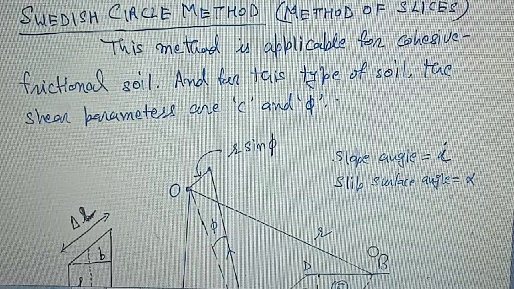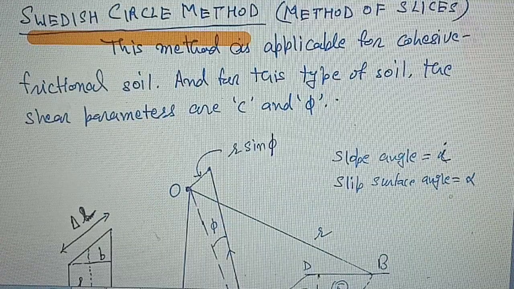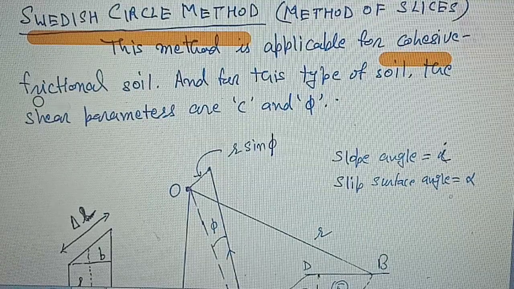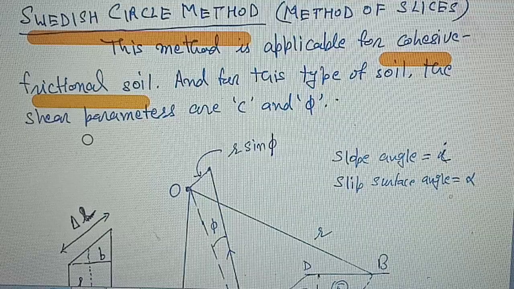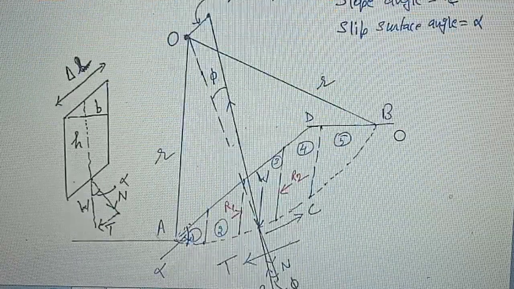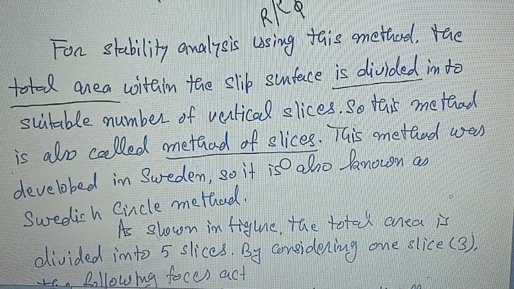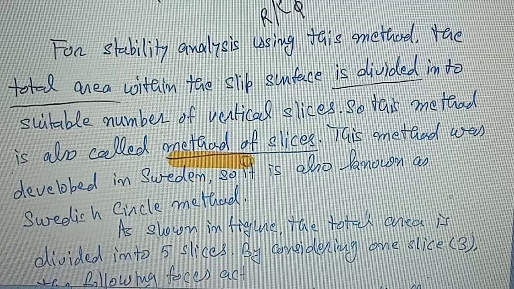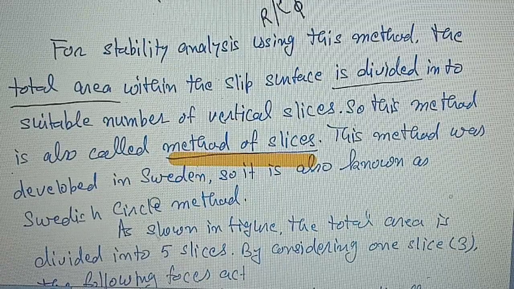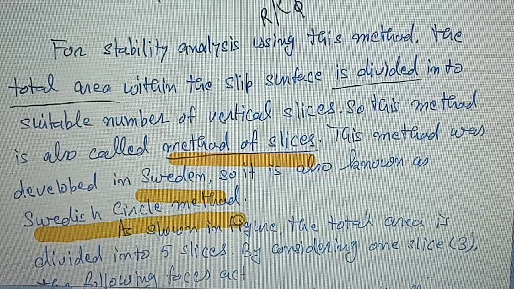In this video, I will explain the Swedish circle method for stability analysis of slopes. This method is applicable for cohesive frictional soil, so the required shear parameters are C and phi. In this method, the total slip surface area is divided into a number of vertical slices, so this method is also called the method of slices. This method was developed in Sweden, so it is known as the Swedish circle method.